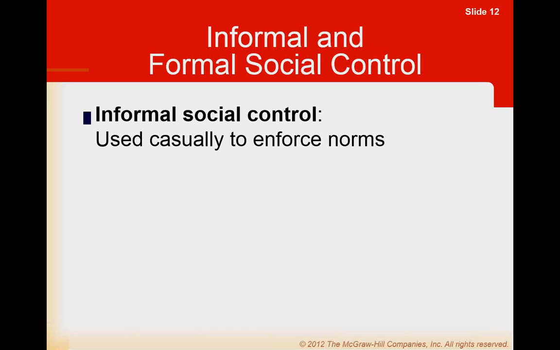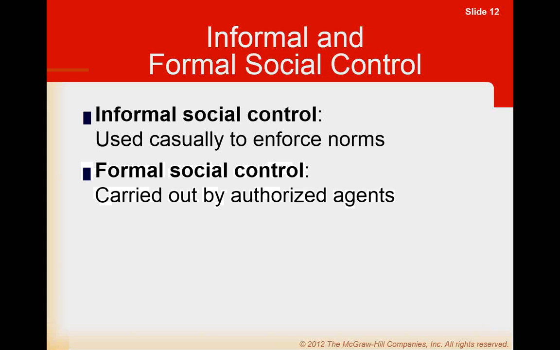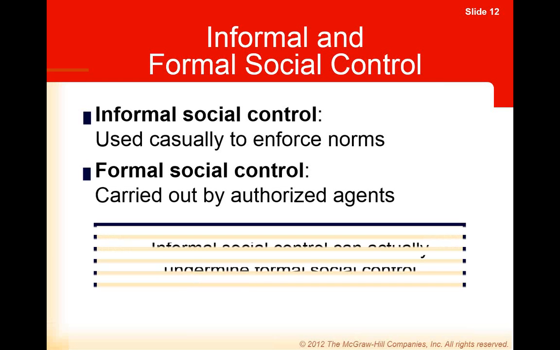As we said, informal and formal social control. Informal social control is used to casually enforce norms. Formal social control is laws, where police are enforcing the laws. Informal social control can actually undermine formal social control. As I said, if we do not all believe that for the most part we should obey laws, enforcing laws becomes impossible.